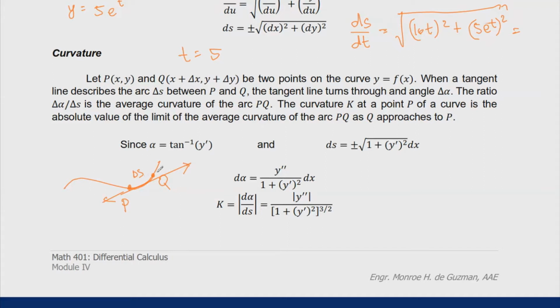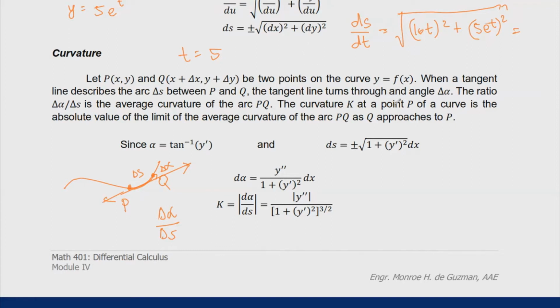So the angle that runs through this is our delta alpha, and then the ratio of delta alpha and delta s is what we'll be talking about here. The ratio of delta alpha and delta s is the average curvature of the arc PQ, because this gives us the approximate or average curvature of our arc PQ instead of giving the exact value.